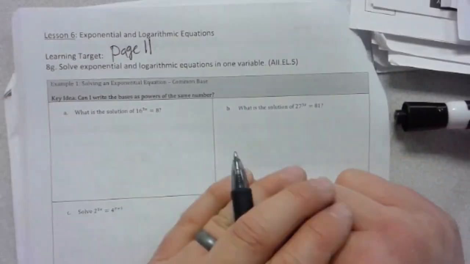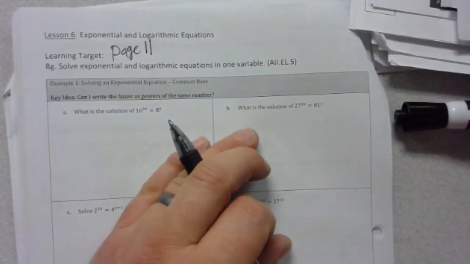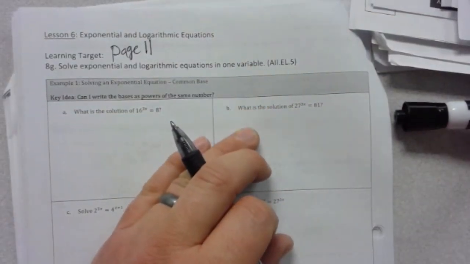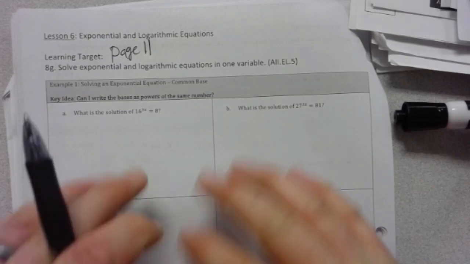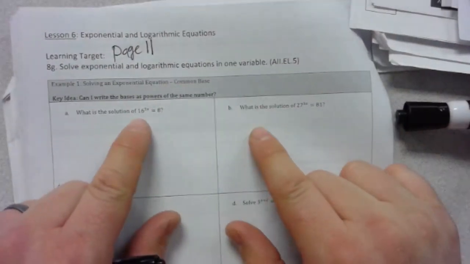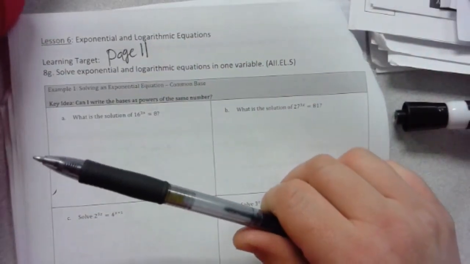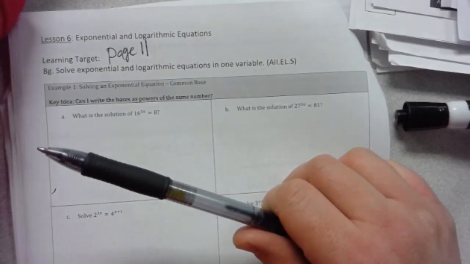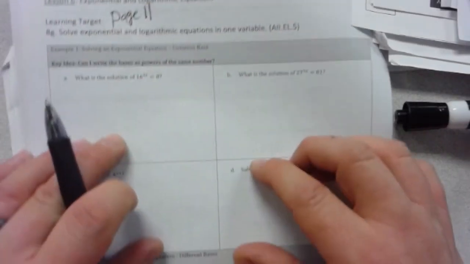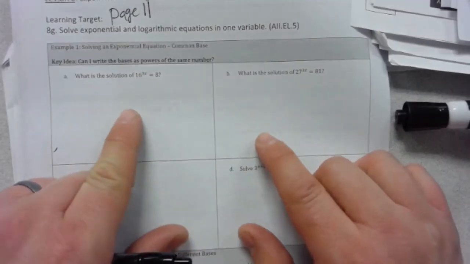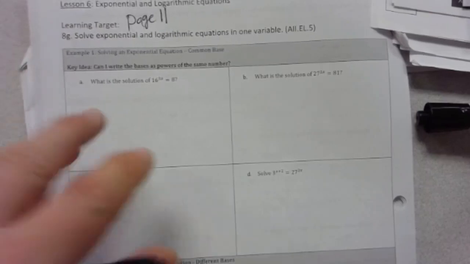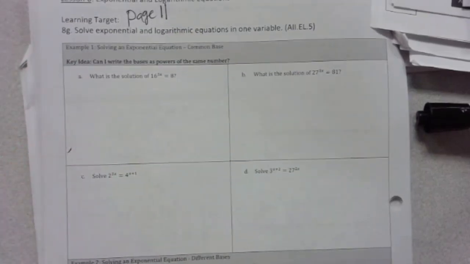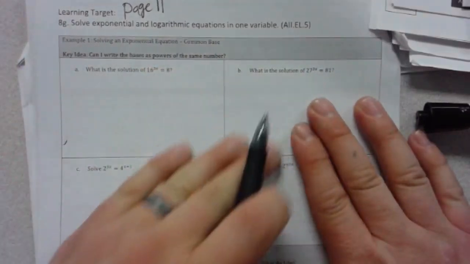All right, we're taking a look at page 11. We are going to be looking at equations that have variables as exponents here. Okay, that's what we're going to be seeing right here. Notice there's going to be some process to actually solve them. All right? I'm going to go ahead and skip these first four.